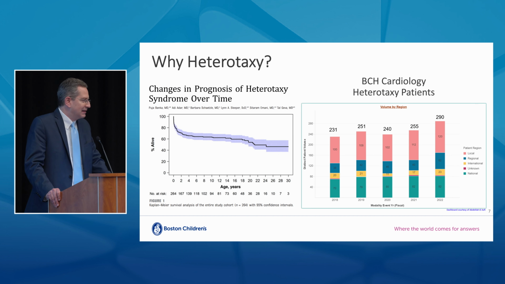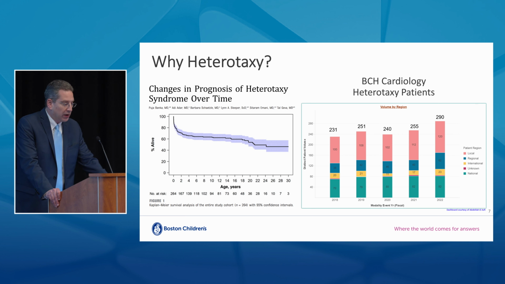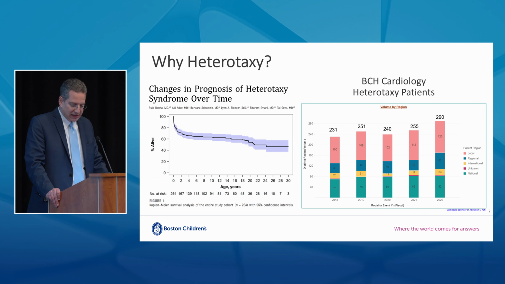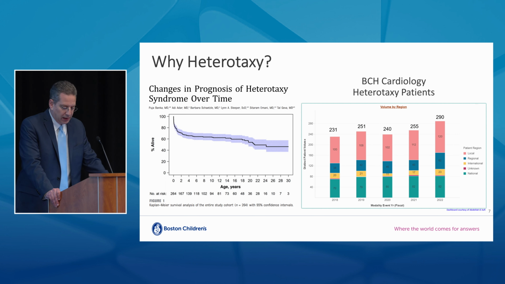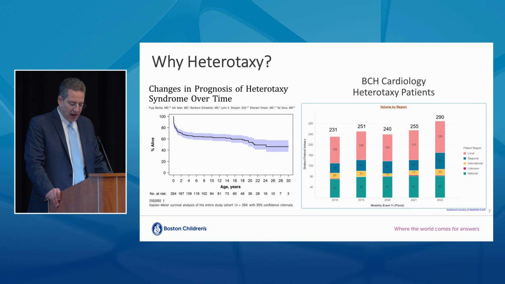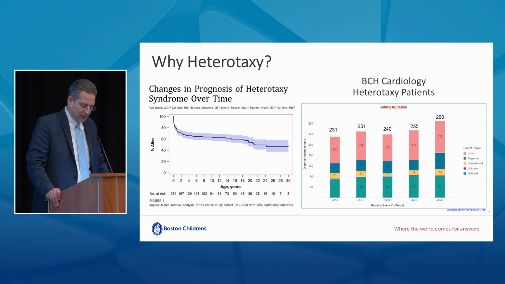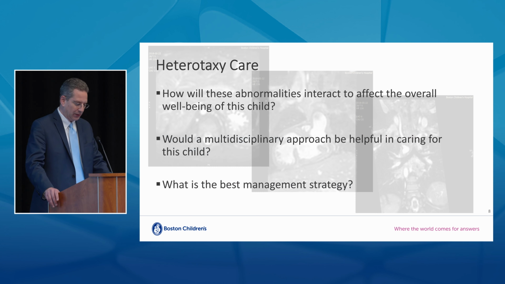So it is no surprise that this is a complex and difficult patient population to care for. And as our experience has shown, this is a patient population, the prognosis of which has been a challenge to move the needle over time. We also take care of a large number of heterotaxy patients. On the right, you can see this is a little bit of a tracker that we have that shows the number of patients that we care for locally, regionally, and then a number of patients on a national and international basis. Those are unique patients per year. There can be same patients from one year to the next, though.